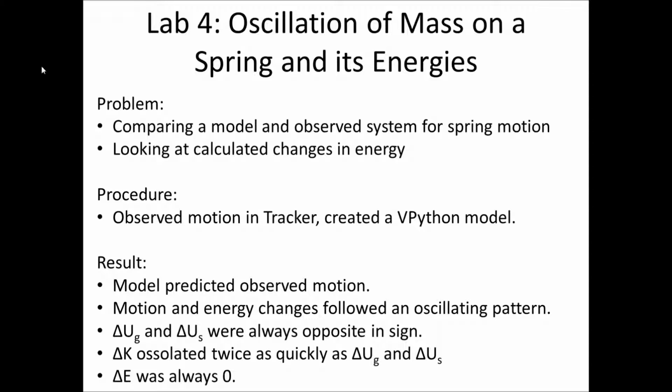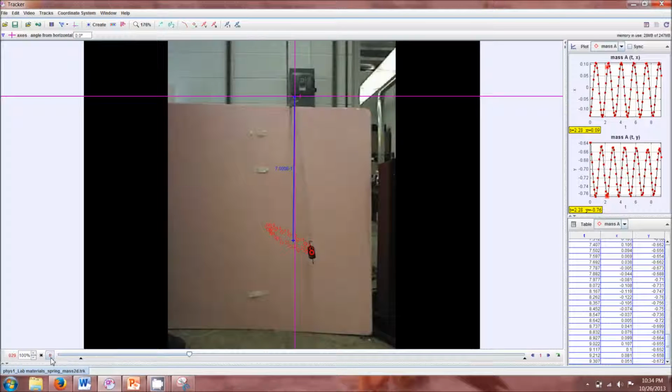Changes in potential energy of gravity and the spring were always opposite in sign. Changes in kinetic energy oscillated twice as fast as the changes in potential energies, and the change in total energy was always zero. Motion of the oscillating mass was first observed in Tracker.